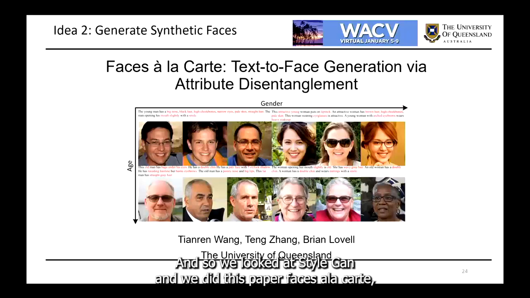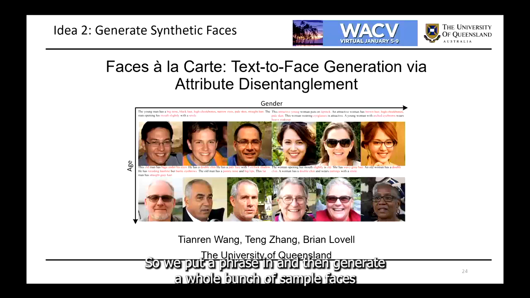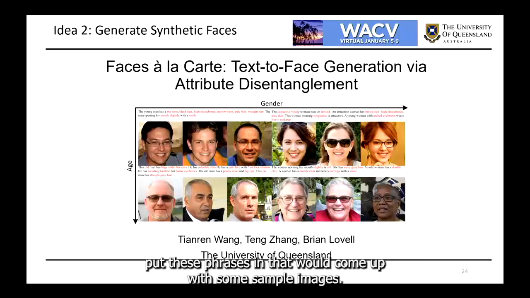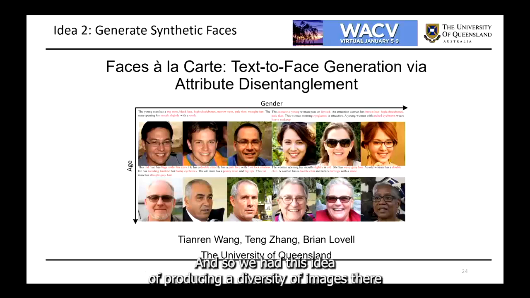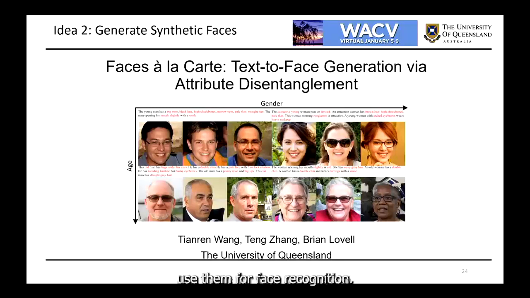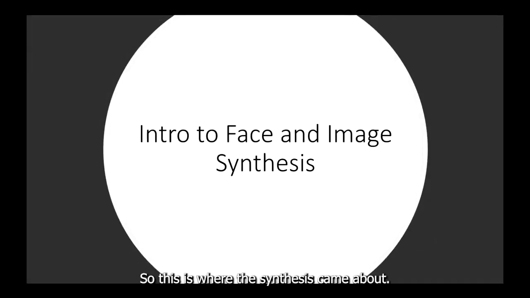And so we looked at StyleGAN, and we did this paper, Faces a la carte, which is text-to-face generation via attribute disentanglement. So we'd put a phrase in and then generate a whole bunch of sample faces. You could say male, female, African American, whatever else, put these phrases in, and it would come up with some sample images. So we had this idea of producing a diversity of images without the 3D faces, and we could generate about 1 million faces a day and perhaps use them for face recognition. So this is where the synthesis came about.